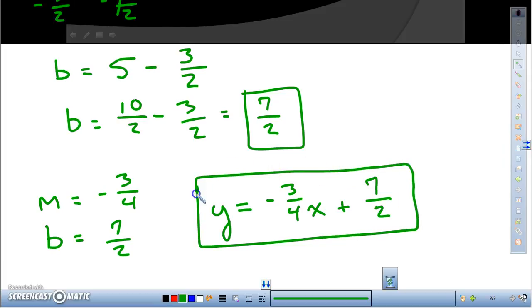So my finished product, I'm never going to have anything plugged in for y or x. The only time you should be plugging in for y or x is to serve some other purpose. Okay?